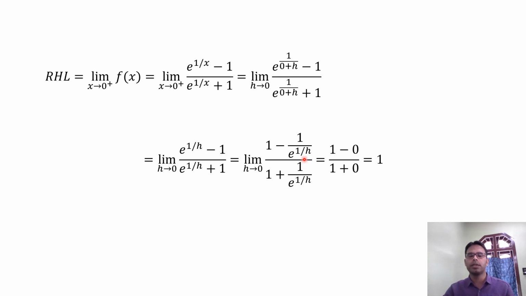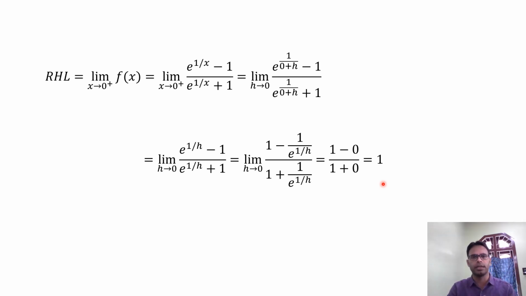If we use 0 in place of h, the limiting value: e to the power infinity is infinity, so 1 by infinity should be equal to 0, and here also 1 by infinity is equal to 0. So the final result is 1. You noticed that in the previous slide you got the value of the left hand limit as -1, and here we got the right hand limit as 1, so they are unequal. So it is not necessary to check the functional value.